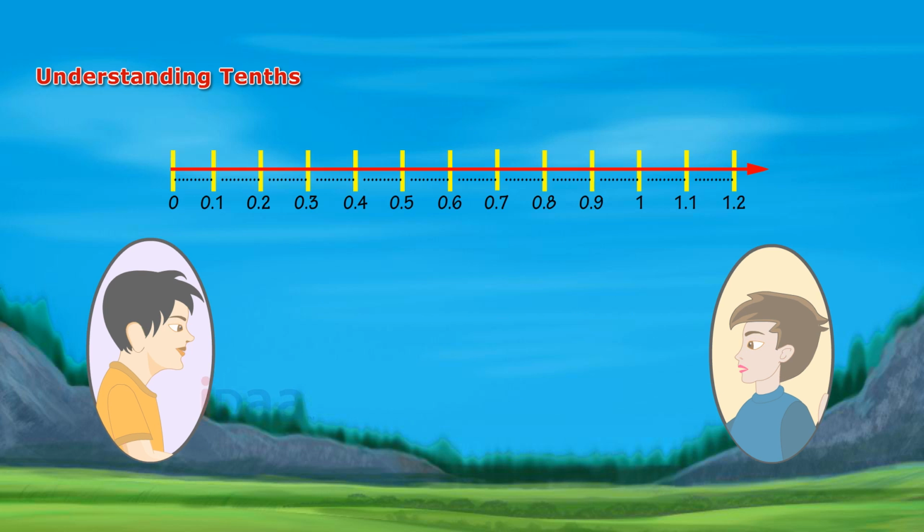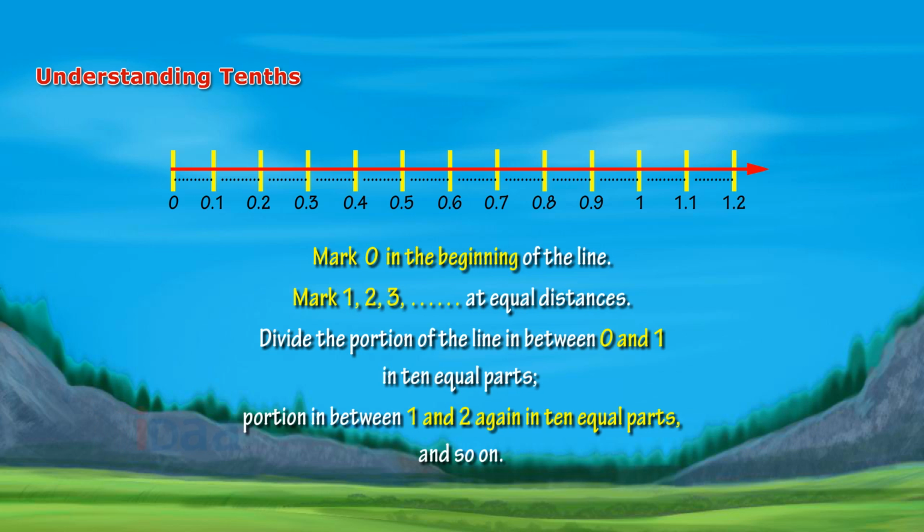Manu, decimals can also be represented on a number line. Mark 0 in the beginning of the line. Mark 1, 2, 3 and so on at equal distances. Divide the portion of the line in between 0 and 1 in 10 equal parts. Portion in between 1 and 2 again in 10 equal parts and so on.